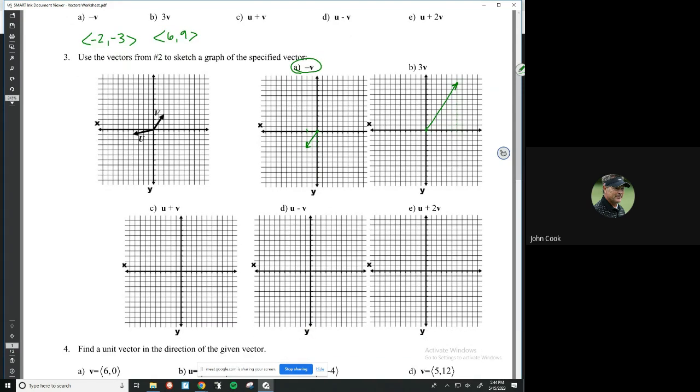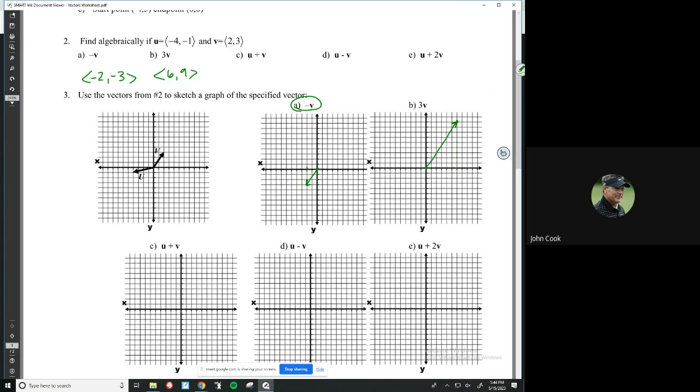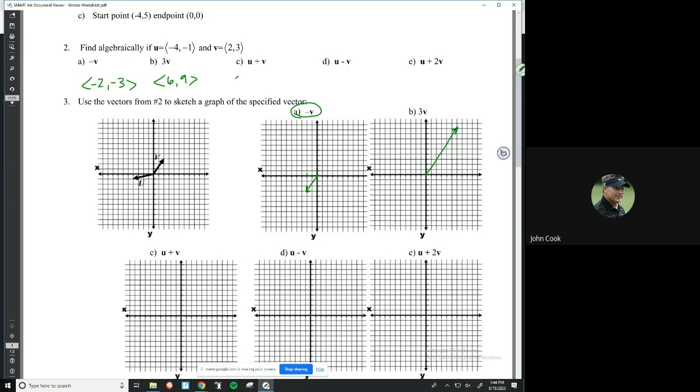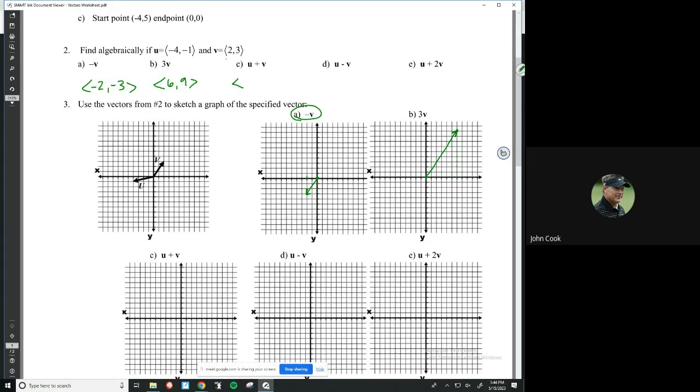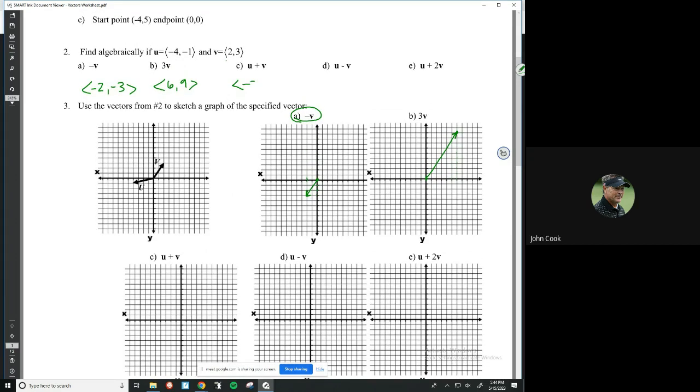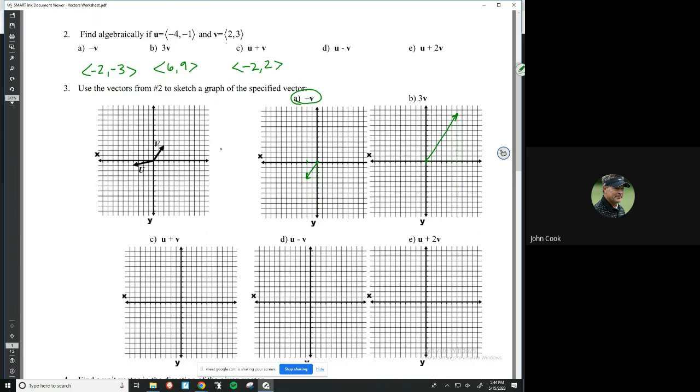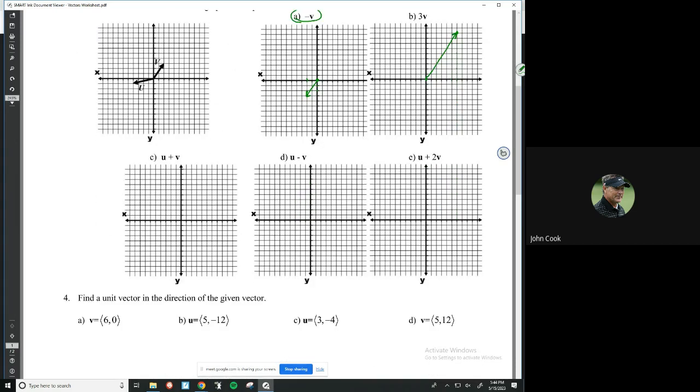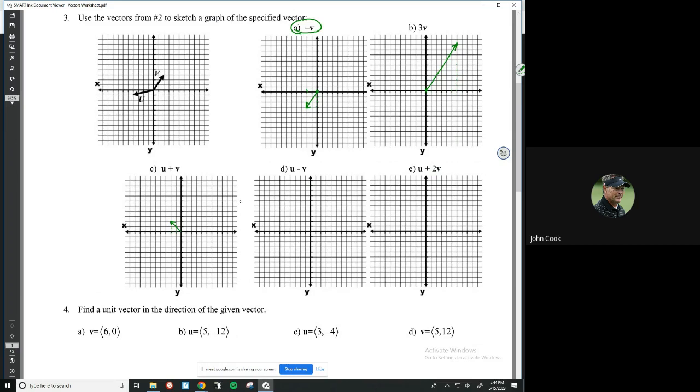All right, next up, u plus v. So if I added the two of them together, here's what I ended up with. u plus v was -4 plus 2. That's -2. Then the second component was -1 plus 3, so 2. So the resulting vector was -2, so to the left 2, and then up 2, 1, 2. There we go. I think I'm doing this right.